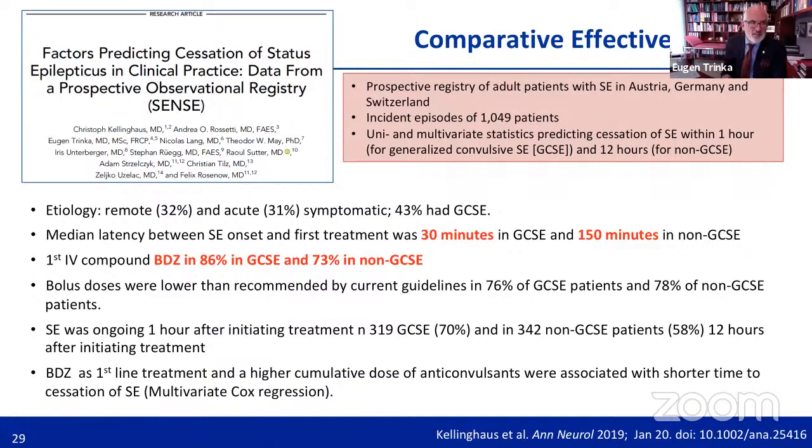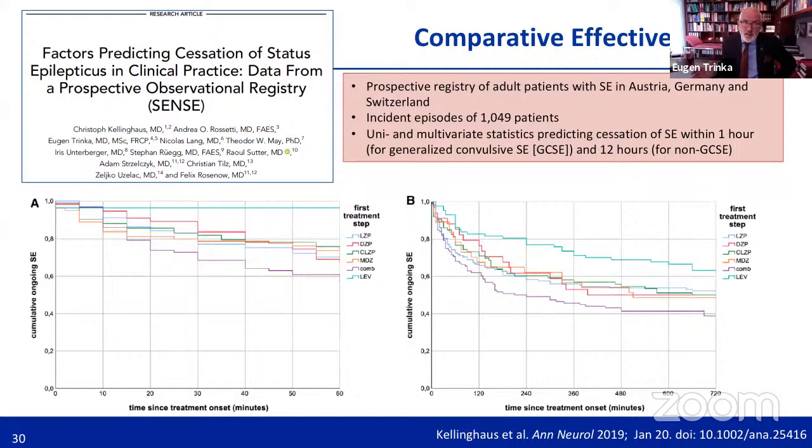And this comes from our SENSE registry led by Christoph Kellinghaus, looking at status epilepticus in the early phase, but also observing it to the late phase, 1,049 incident episodes. And the key message of this slide is that the bolus doses were lower than recommended by current guidelines in 76% of convulsive status and 78% of non-convulsive status. So that's enormous. 75% are underdosed. So even in a country like Germany, Austria, and Switzerland, where you think you are top-notch, and no, it's not the case, underdosing is the case.